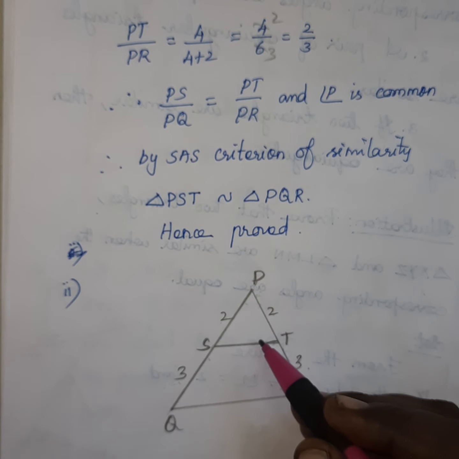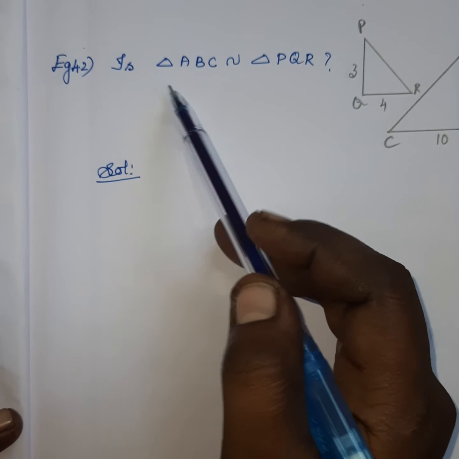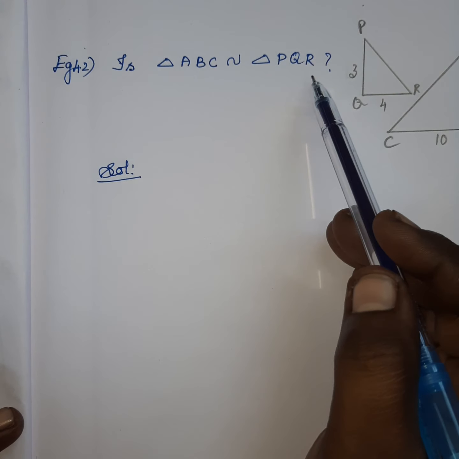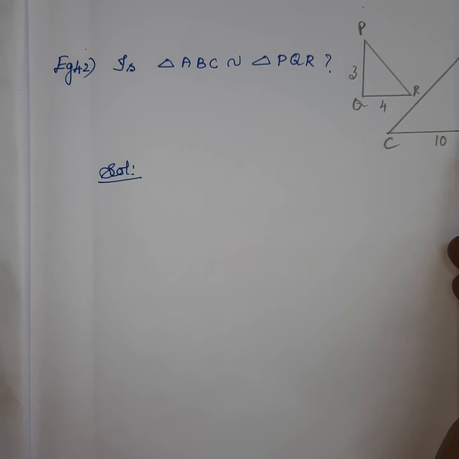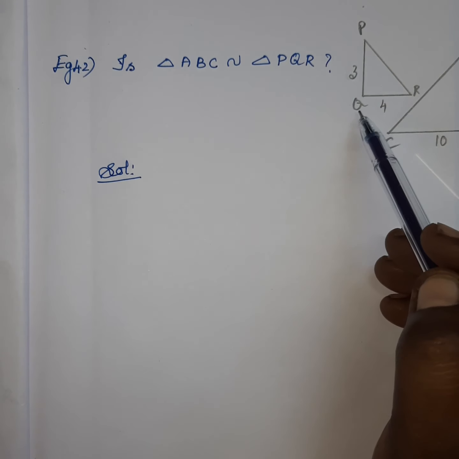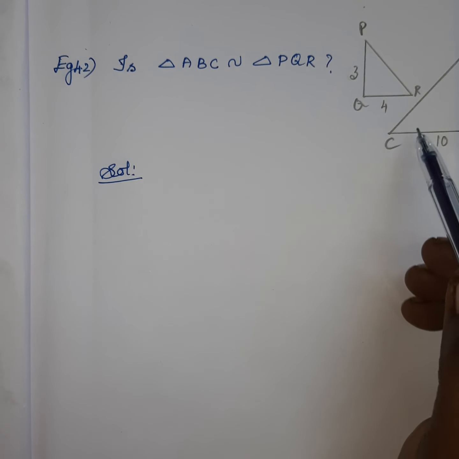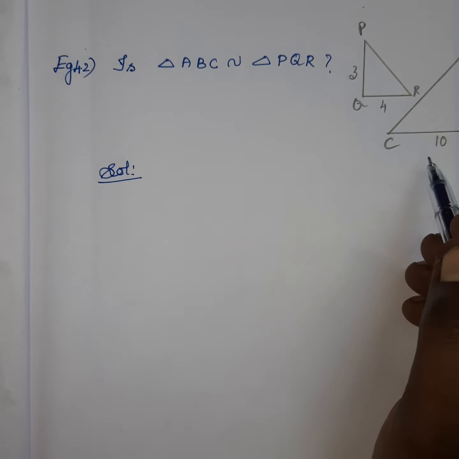Can you do it now? Listen, for example 4.2: is triangle ABC similar to triangle PQR? In triangle ABC, the side length AB is 6 and BC is 10. Here angle B is 90 degrees. It is not given, but from the diagram we can see it. Then PQ side is 3 and QR is 4. First of all, we check whether the sides are proportional or not.